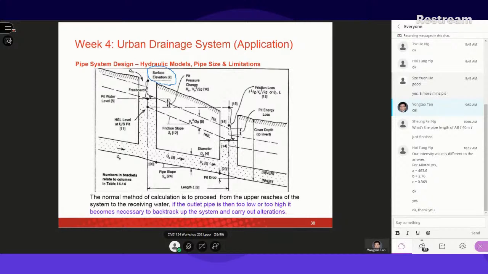And also another one is the freeboard. Freeboard means from the surface elevation to the water level. It's called the freeboard, I mean, from the pit water level to the surface elevation. Normally we use 0.2 meter. And also, you need to understand the HGL level.